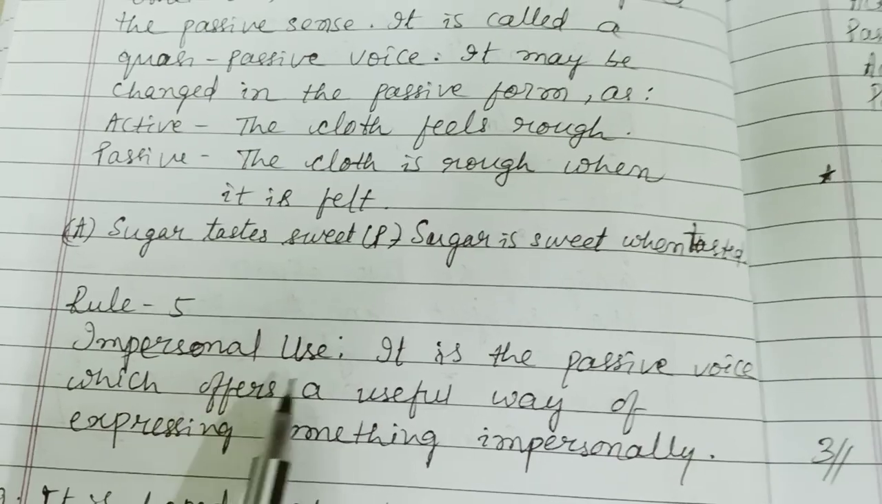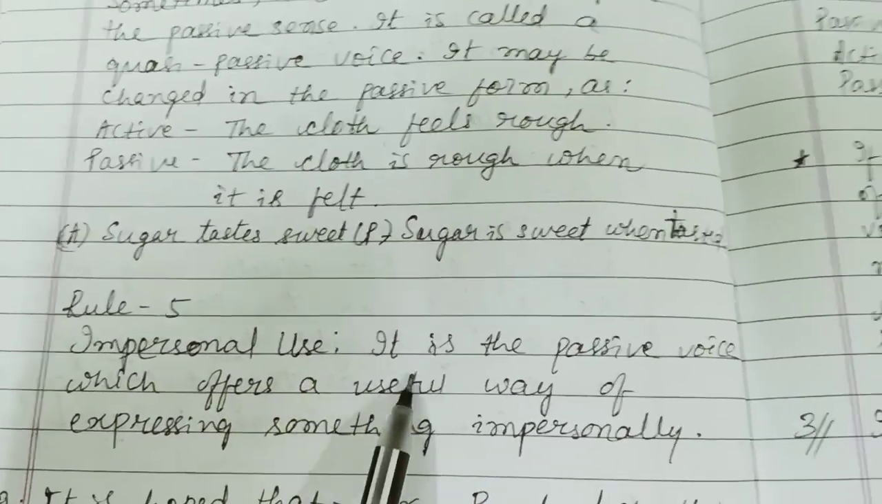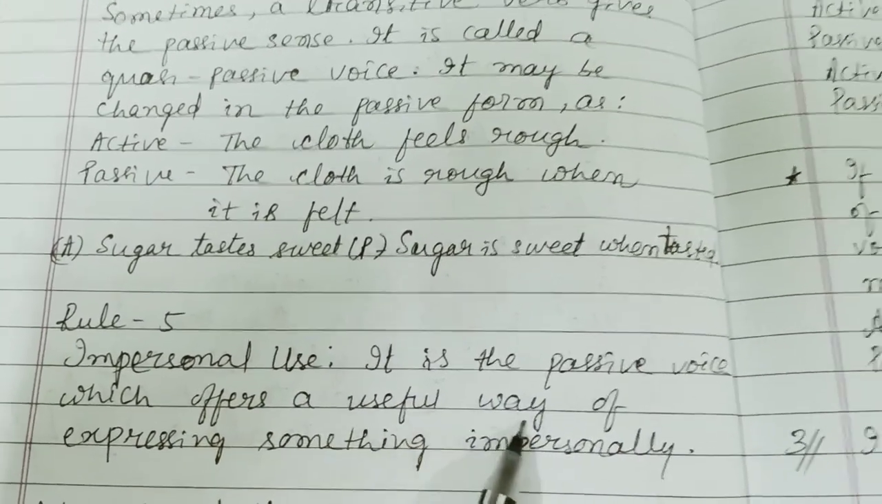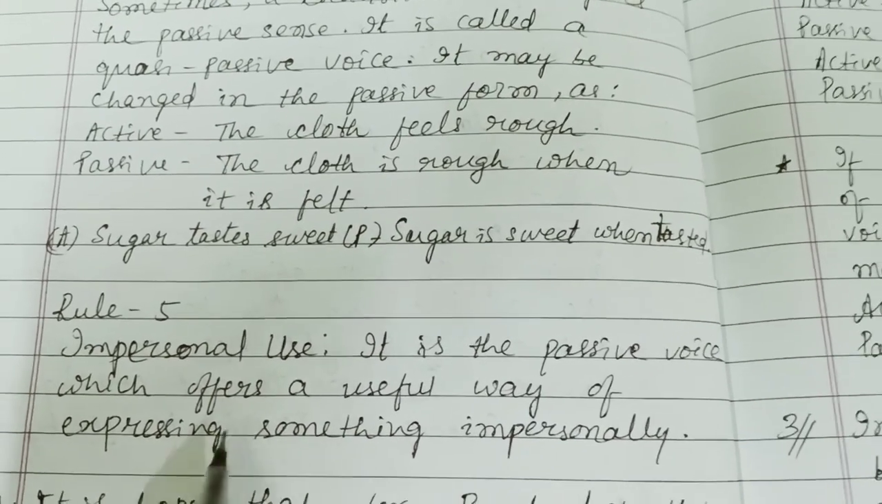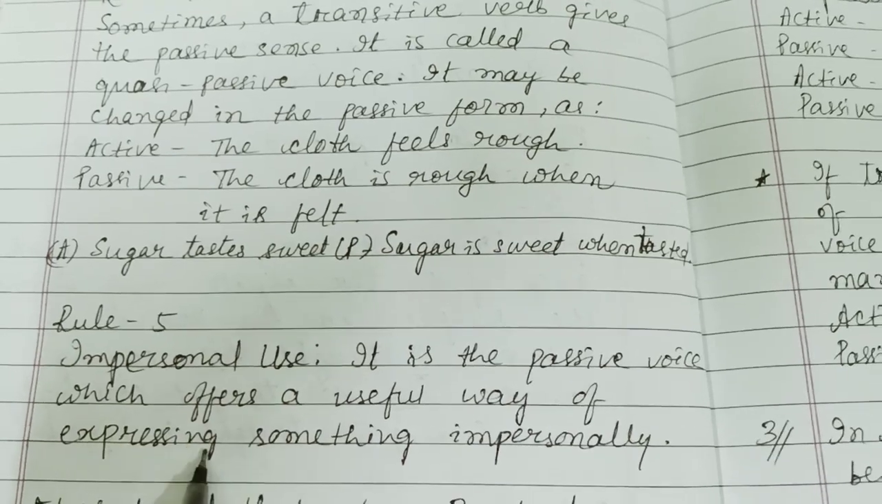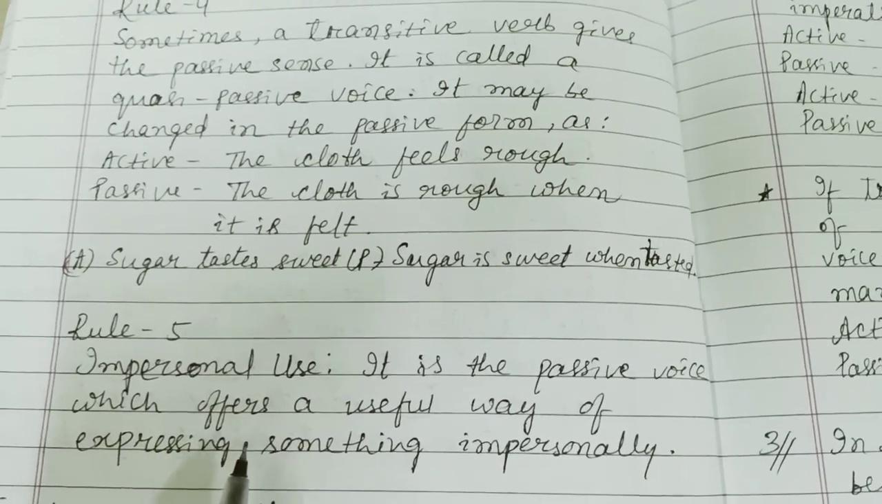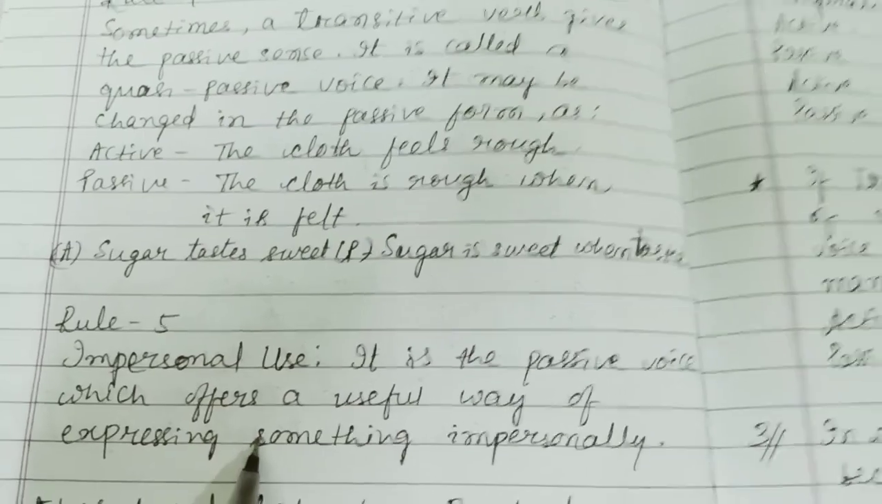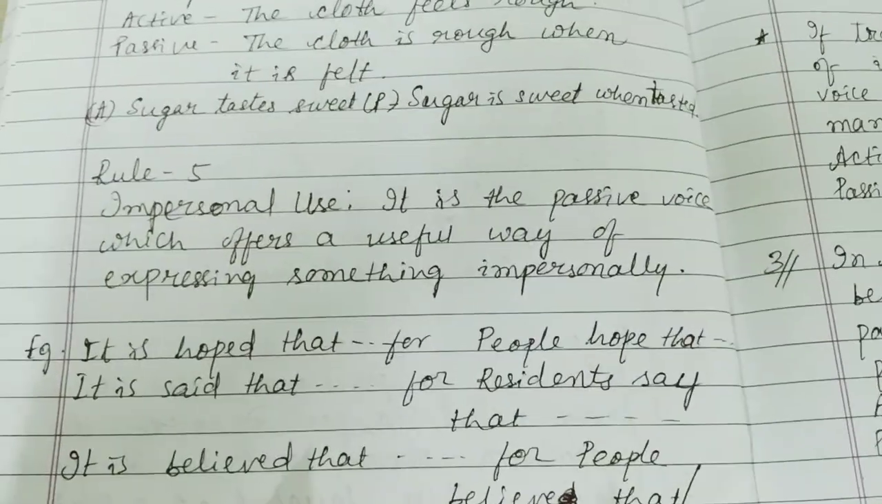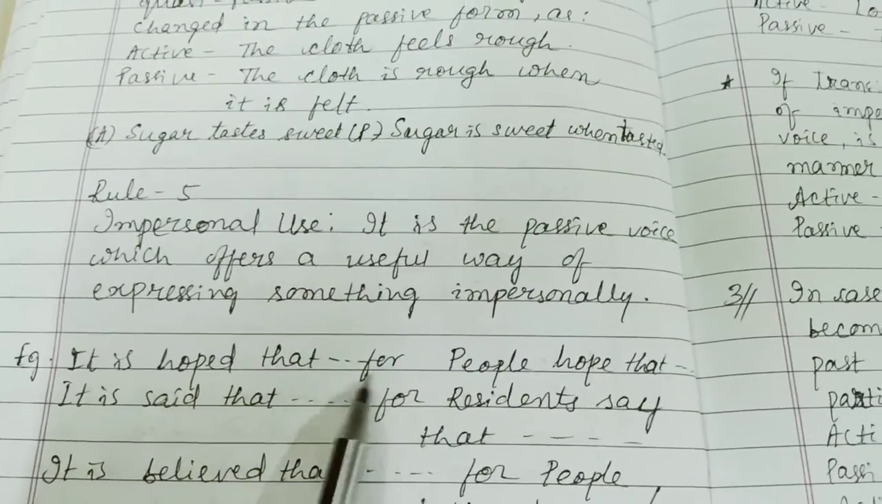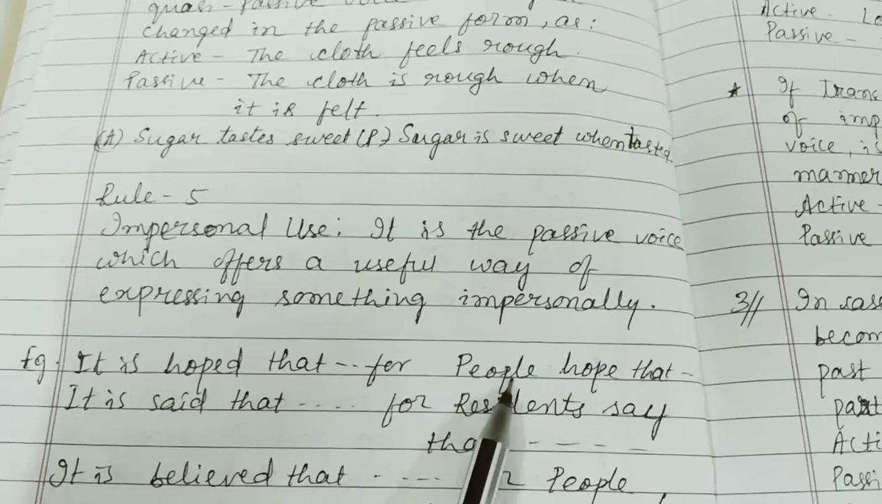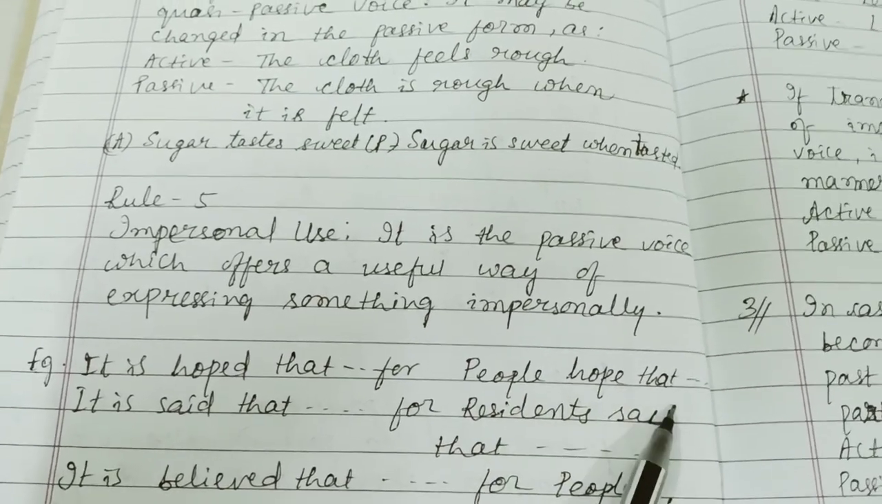Is that clear? Now rule 5: impersonal use. What is that? It is the passive voice which offers a useful way of expressing something impersonally, meaning what the person may not do himself or herself. The subject is not doing; something we are expecting. When we are changing this, we have to convert it this way. If it is given "it is hoped that," we have to use, when changing into passive voice, "people hope that."